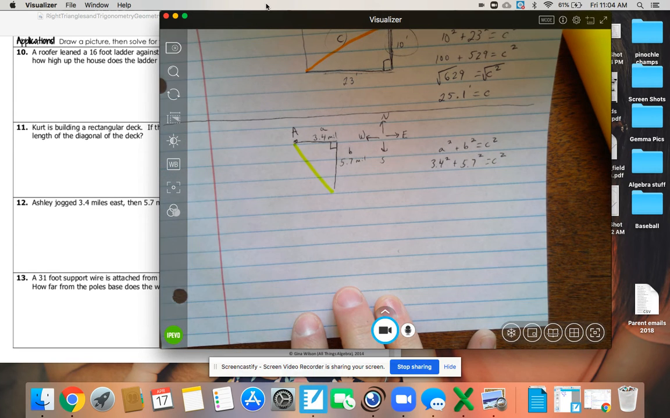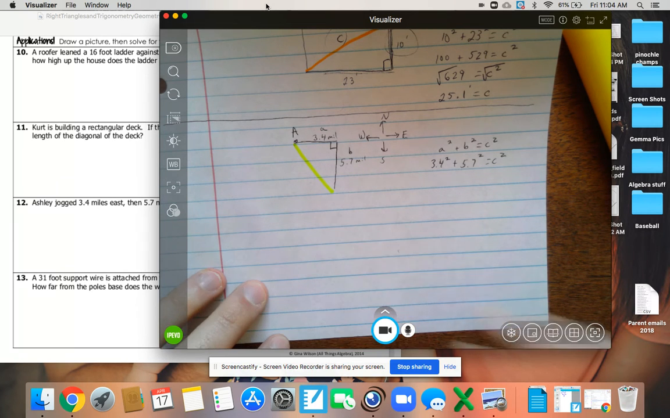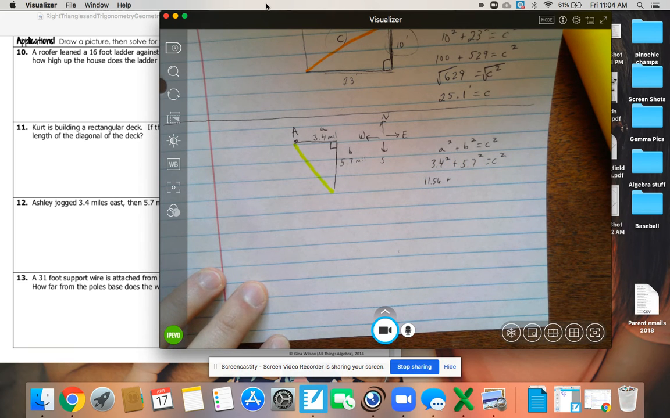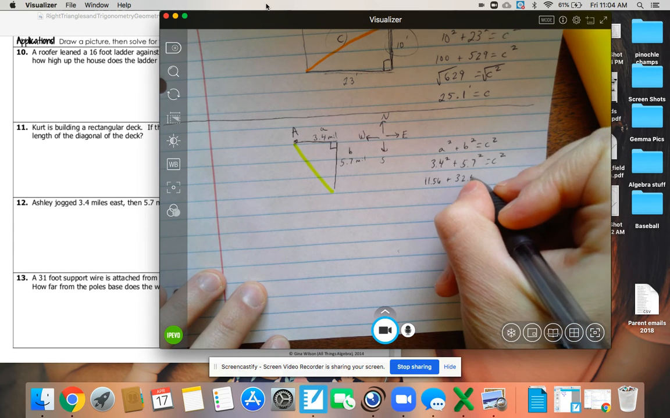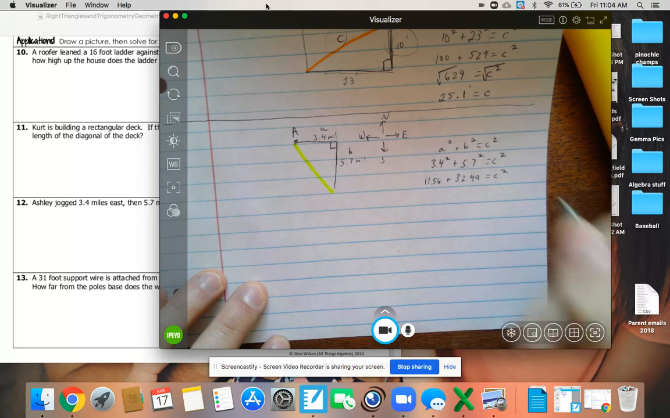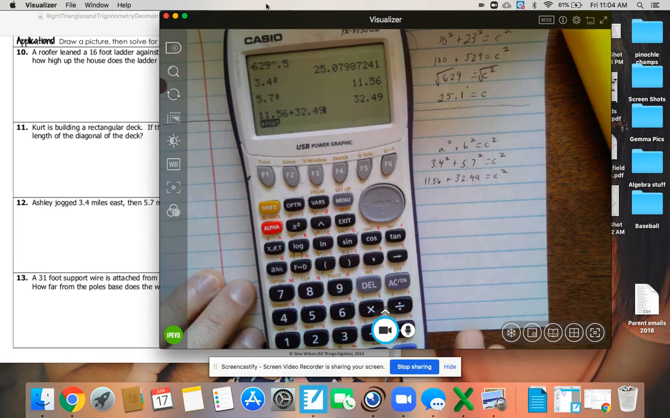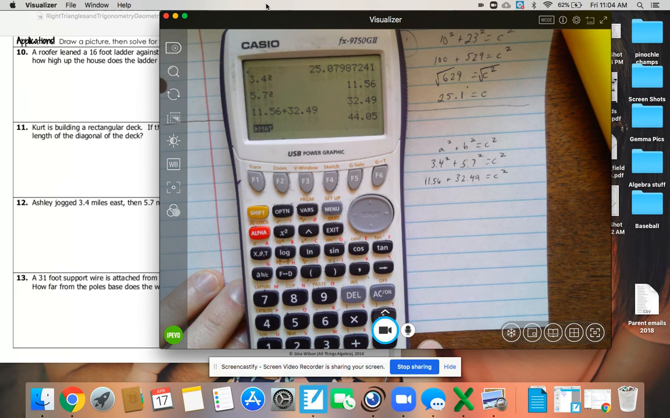Definitely something I'm going to want to use a calculator for. So 3.4 squared is 11.56. 5.7 squared is 32.49 equals C squared. We add the two numbers together, 11.56 plus 32.49, which again, I'm just doing on my calculator right now. Okay, I can even share that. Is equal to 44.05.